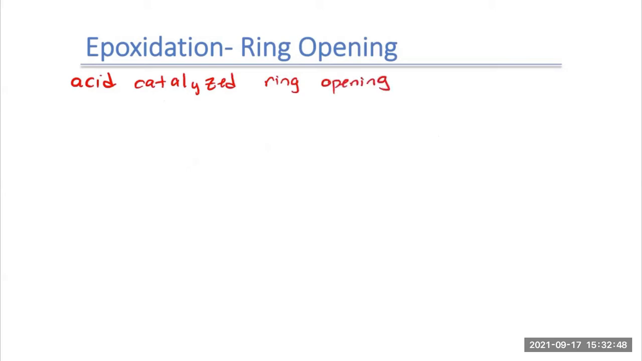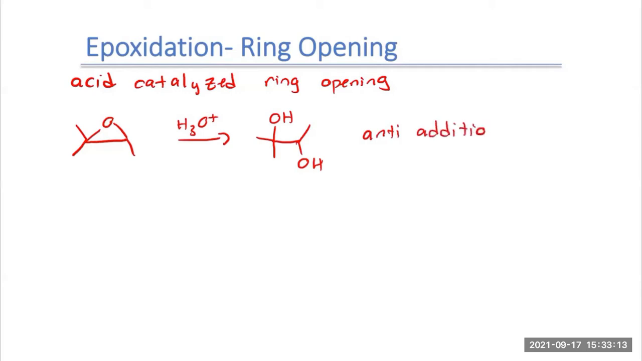So our acid catalyzed ring opening involves our epoxide and our acid catalyst, which gives us our product. And it does this in an anti-addition fashion. So the 2 alcohols add anti to each other. Or we can consider this an anti-dihydroxylation.